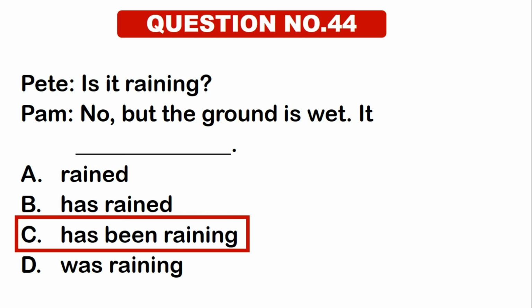We use this structure for an activity that has recently stopped or just stopped. It has stopped raining. And there is a connection with now. What is the connection with now? The ground is wet. So it has been raining.